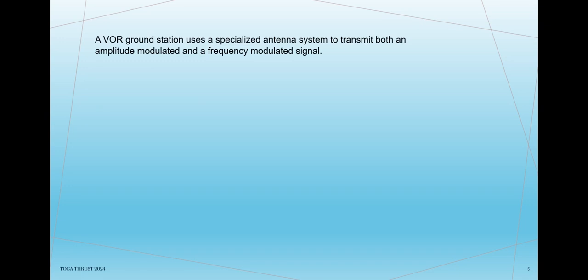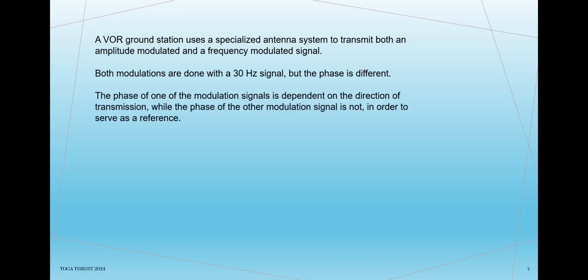A VOR ground station uses a specialized antenna system to transmit both an amplitude-modulated and a frequency-modulated signal. Both modulations are done with a 30 Hz signal, but the phase is different. The phase of one of the modulation signals is dependent on the direction of transmission, while the phase of the other modulation signal is not, in order to serve as a reference.